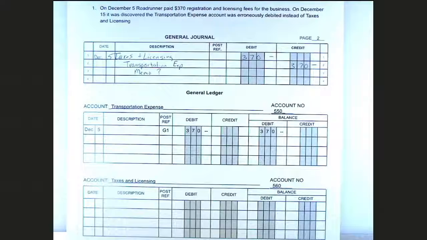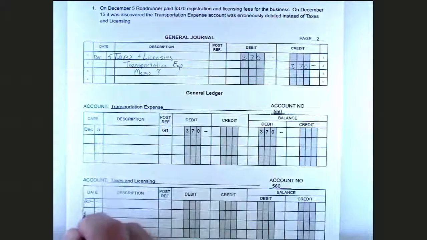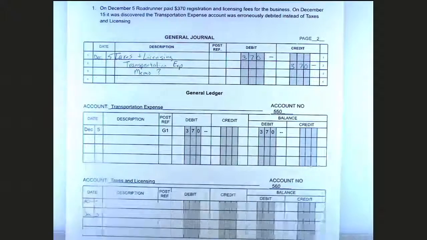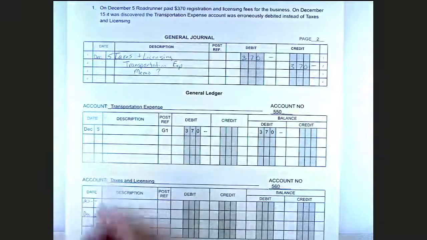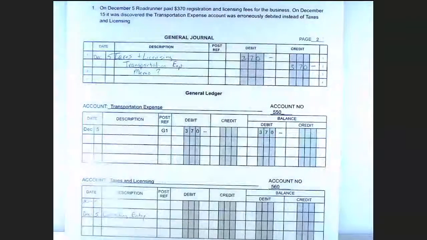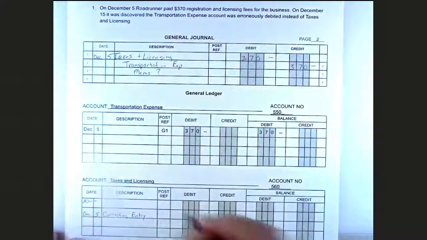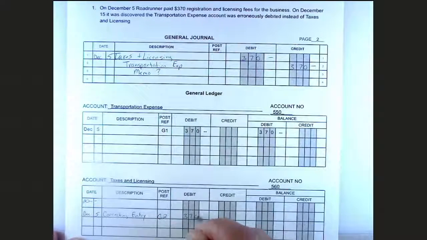Okay, now remember, we're only half done. From now on, every time we write a journal entry, we have to post those. So we're going to post the $370 debit to taxes and licensing. This hasn't been used yet, so now I need my year, the day, and remember that I said yesterday, the only time you're going to put something in a description column is if it's one of those four situations. And this is a correcting entry, and a correcting entry is one of those four situations. So in the description column, I'm going to write correcting entry. The post reference came from General Journal, page 2, and it's a debit of $370.